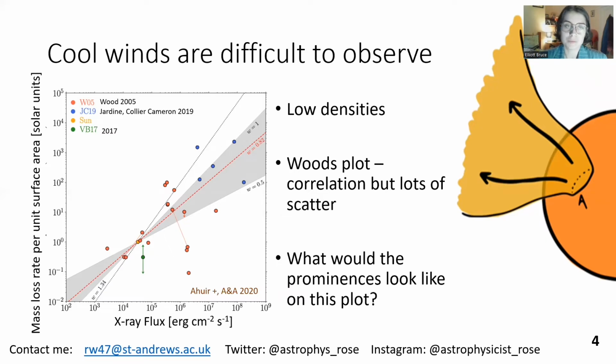And a third method was shown by Jardine and Collier Cameron, which involved calculating the mass loss rates of the observed prominences and using these to predict the wind values. So the plot here, whilst it shows a correlation between the X-ray flux and the mass loss, there is quite a lot of scatter. And what I've done is reproduce this plot, but for some modeled prominences.